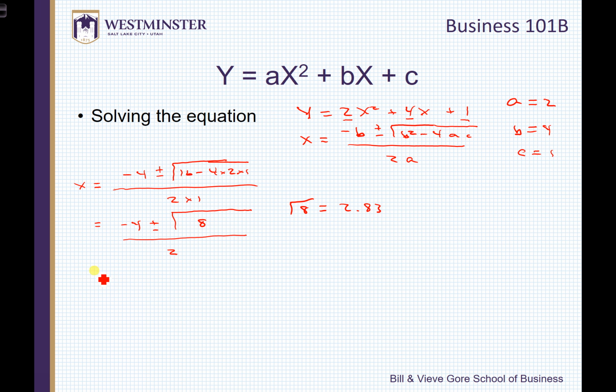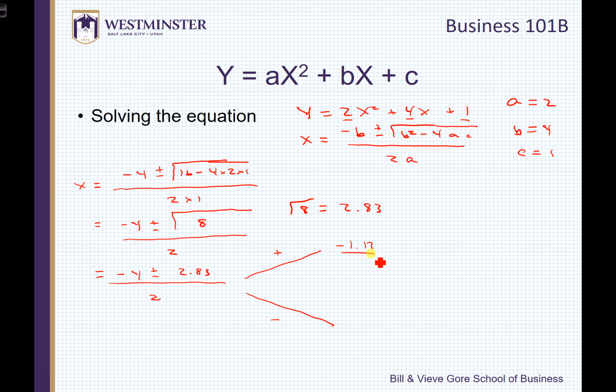So then I have that this is going to be equal to -4 plus or minus 2.83 divided by 2, which will give us 2 different solutions because we have plus, a positive solution, and we have a negative that will give us a negative solution. And as it turns out, this may not give us a positive solution, but we're using the positive operator to get to the solution.